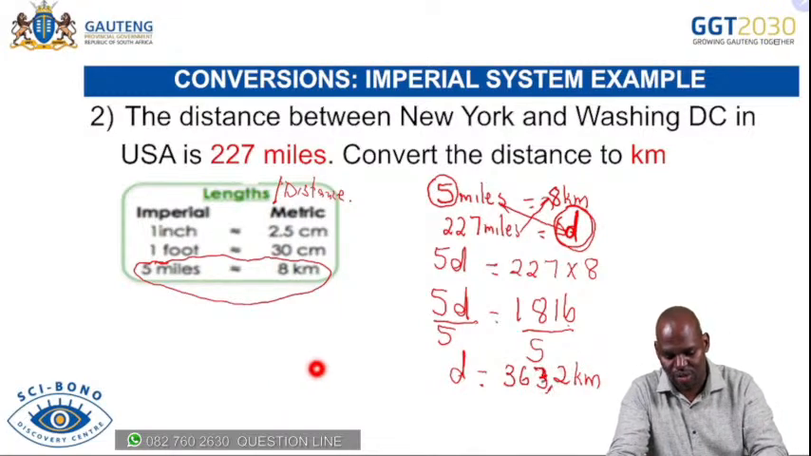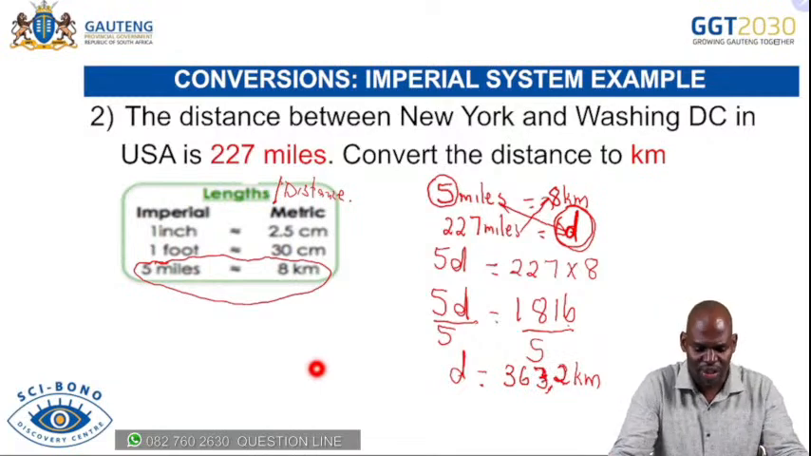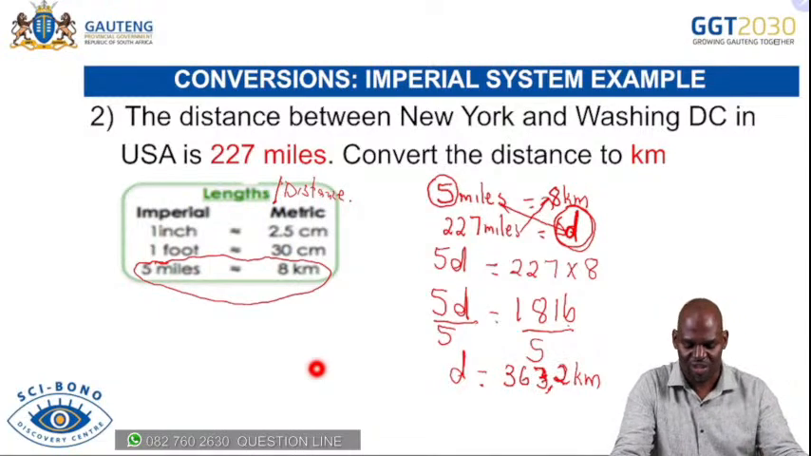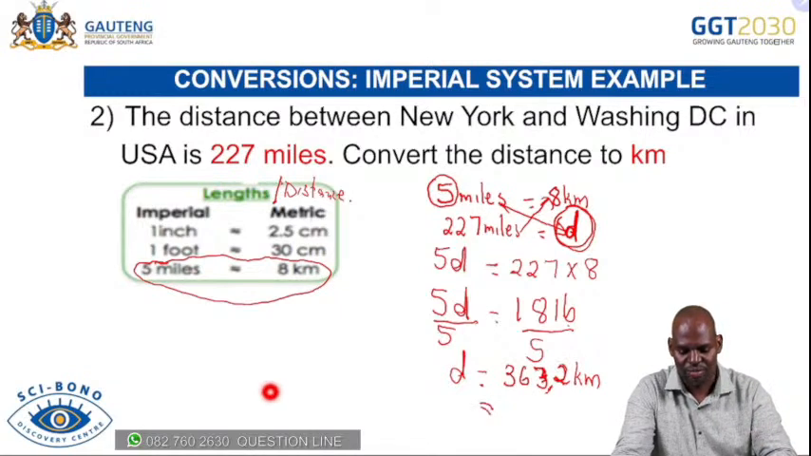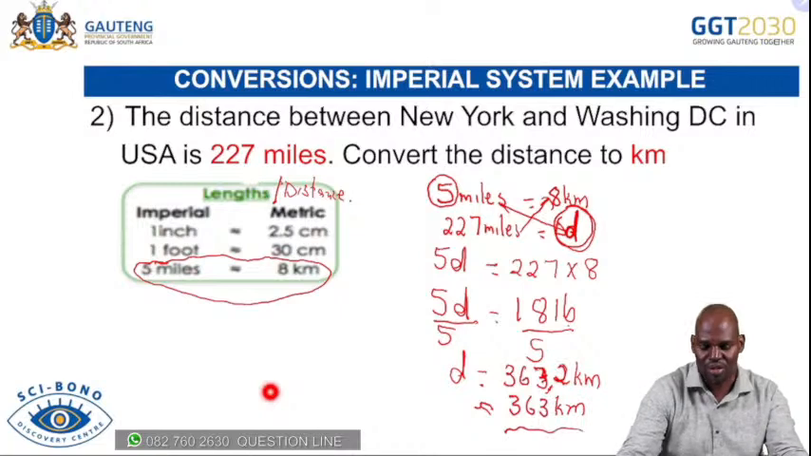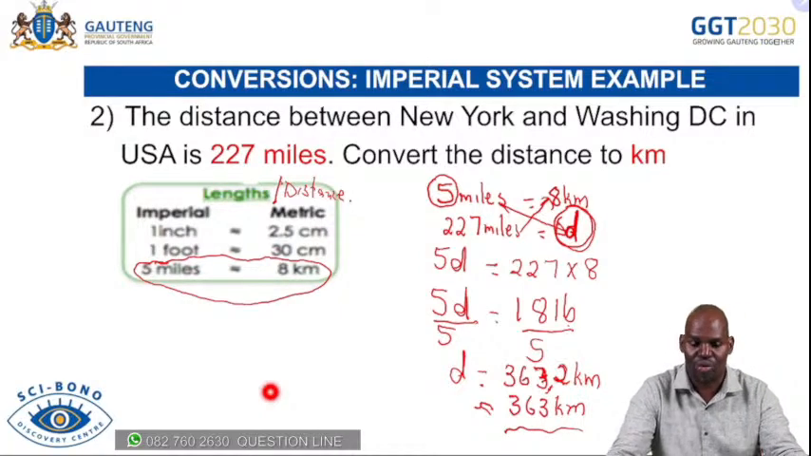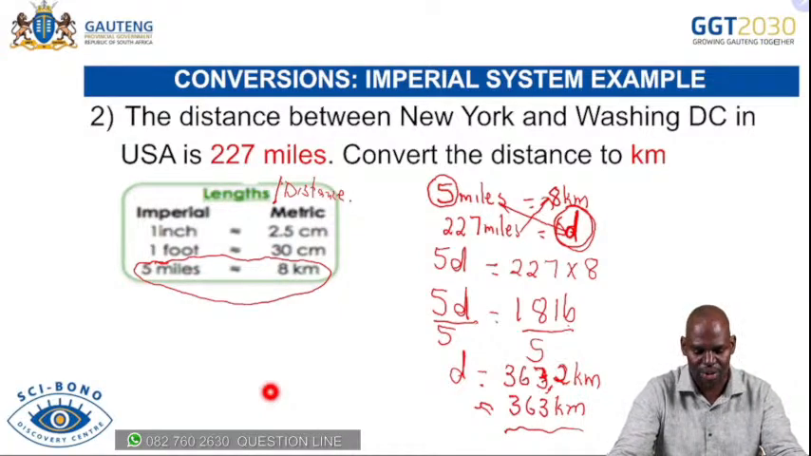363.2 kilometers. In this case, the question doesn't specify the rounding, whether you need to round it off to the nearest kilometers or so on. But in the end, we get 363.2. But we know that for a longer distance, like 363.2, we are only interested in the whole number. So this will be about 363 kilometers, if you round it off to the nearest kilometers.